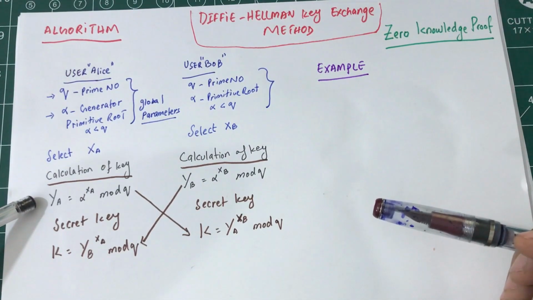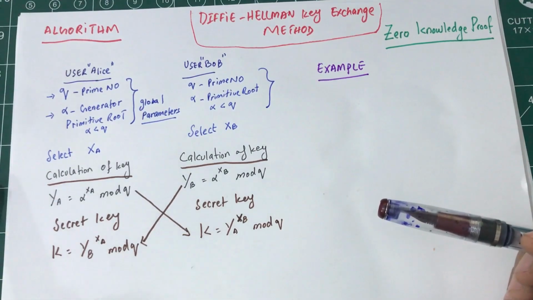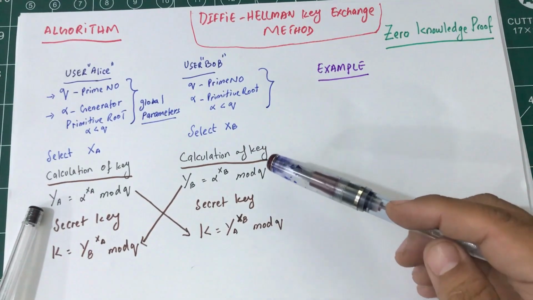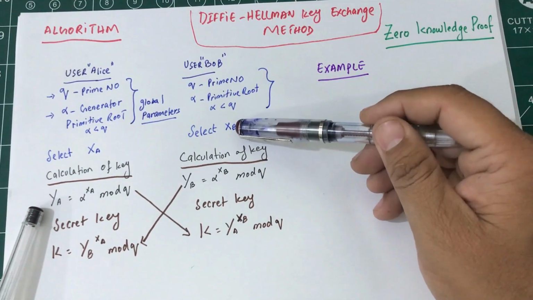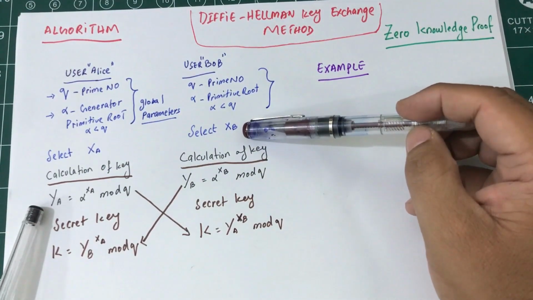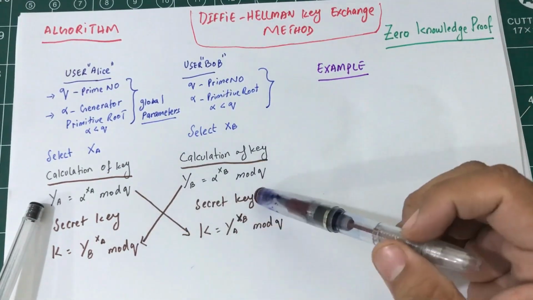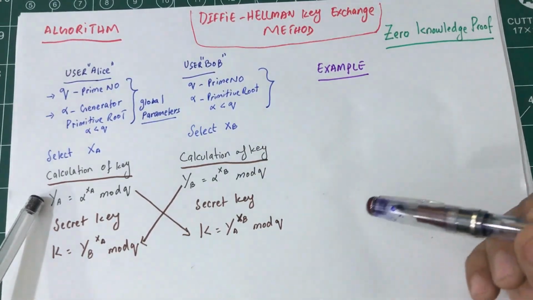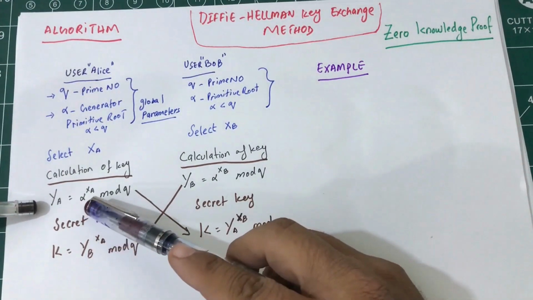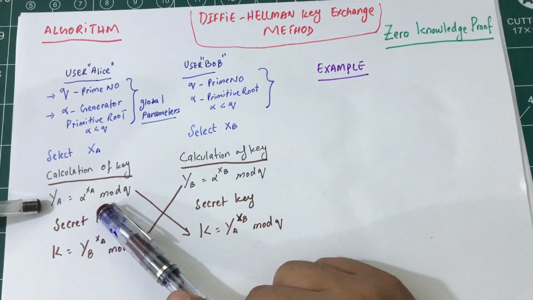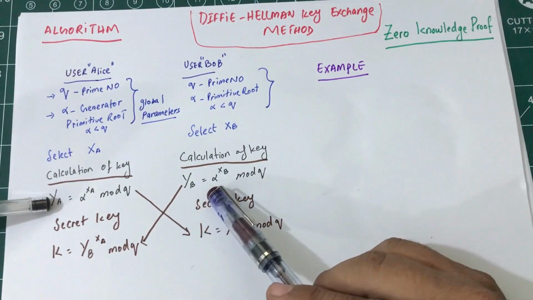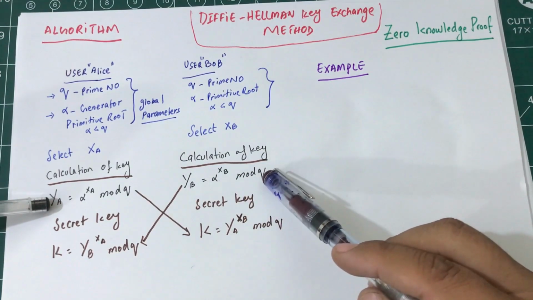This is sort of like a temporary key. Both parties will generate that key with respect to whatever their private parameter is. For example, Alice has chosen x of a while Bob has chosen x of b, and they will generate their temporary key. I'm just going to call it a temporary key. So y of a is nothing but alpha raised to x of a mod q. Bob will also do that: y of b, which is alpha raised to x of b mod q.